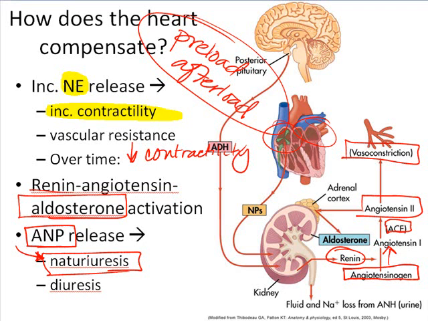Now, it's important to note that ANP release is the only release which is always beneficial. Remember, norepinephrine and renin release over time are no longer beneficial. And even though the ANP release is beneficial, it's really overwhelmed by the total amount of norepinephrine, renin, and aldosterone that's released. So it kind of gets covered over in the wash, I guess is the way to put it.